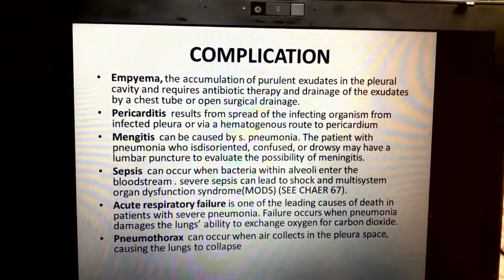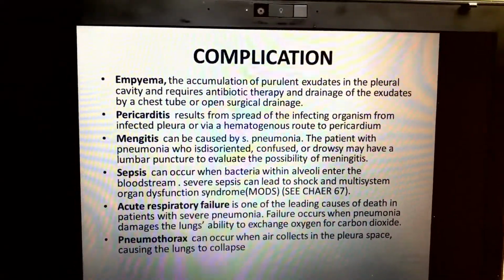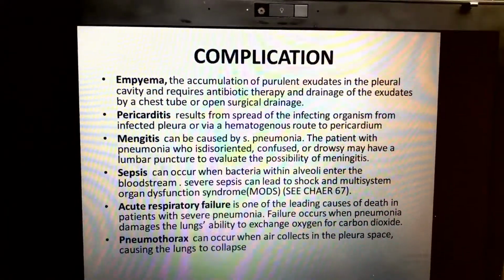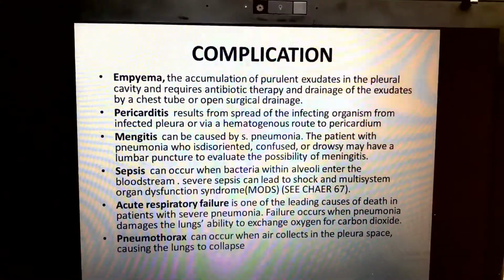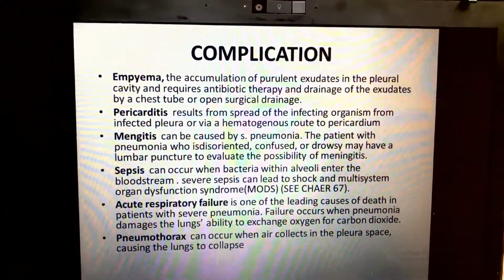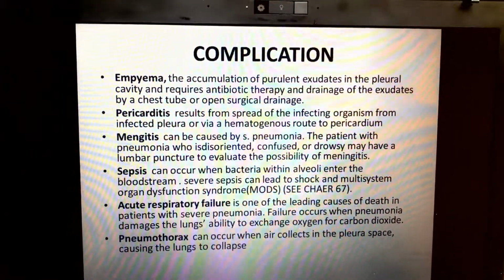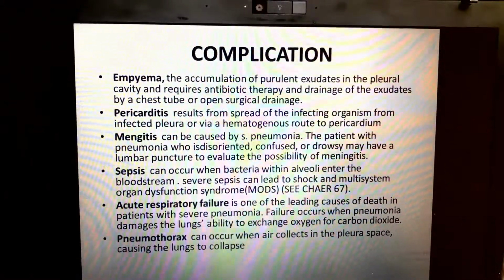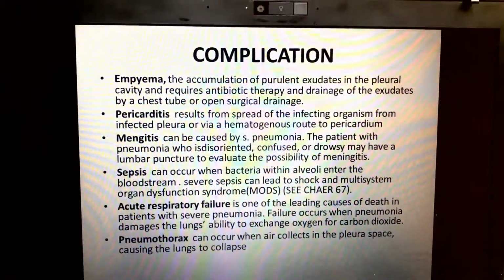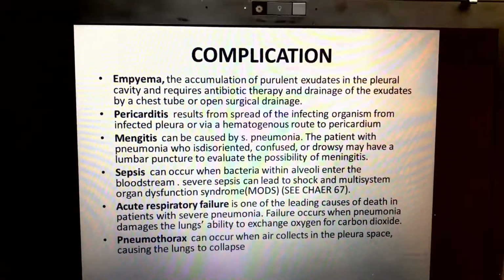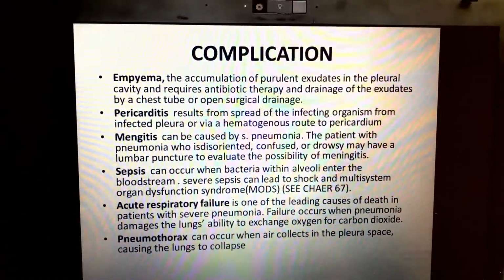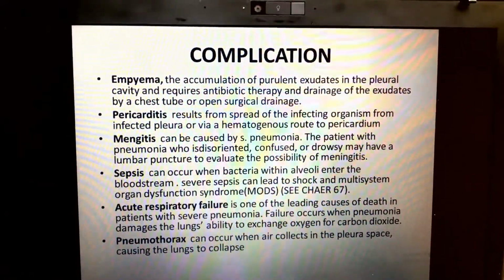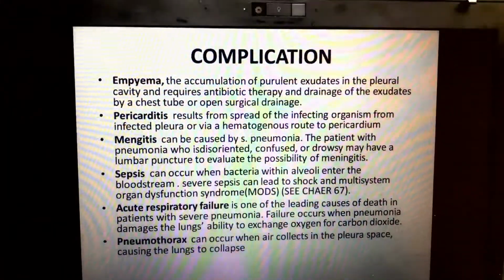We can also have pericarditis. This is from spread of the infecting organism from infected pleura or via a hematogenous route to the pericardium. Meningitis can be caused by Streptococcus pneumoniae. A patient with pneumonia who is disoriented, confused or drowsy may have a lumbar puncture to evaluate the possibility of meningitis. Sepsis can occur when bacteria within alveoli enter the bloodstream. Severe sepsis can lead to shock and multi-system organ dysfunction syndrome.